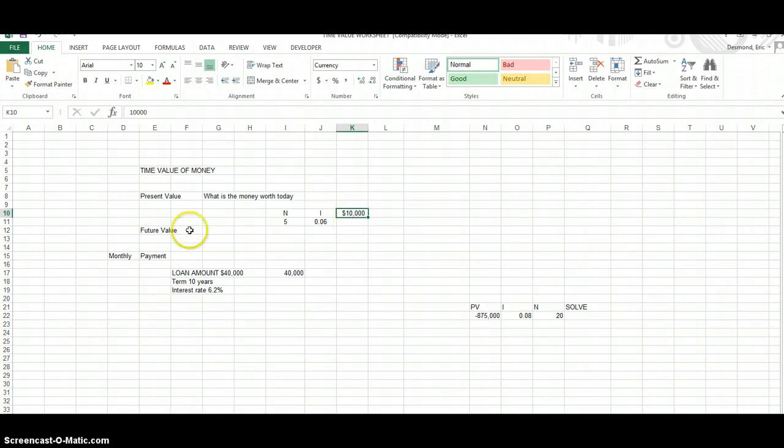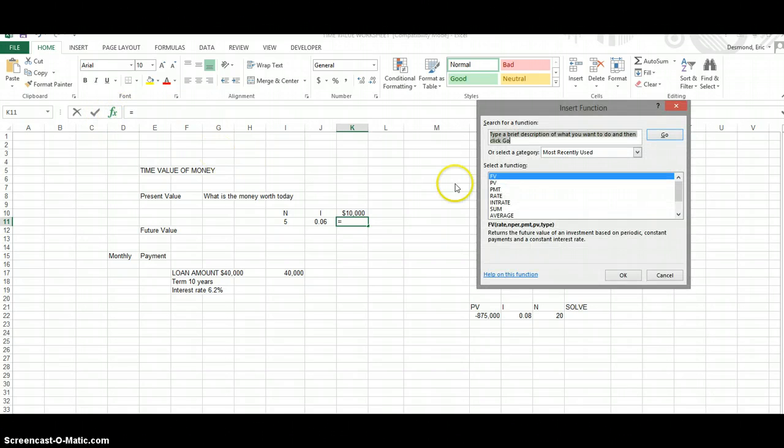Time value of money. First one is present value. If someone offers you $10,000 5 years from now, and you know the current market rates are 6% interest, you want to find out what the money's worth today. So you're going to use an Excel function to find out. What you do is go to FX for functions, and under financial we'll have PV for present value.